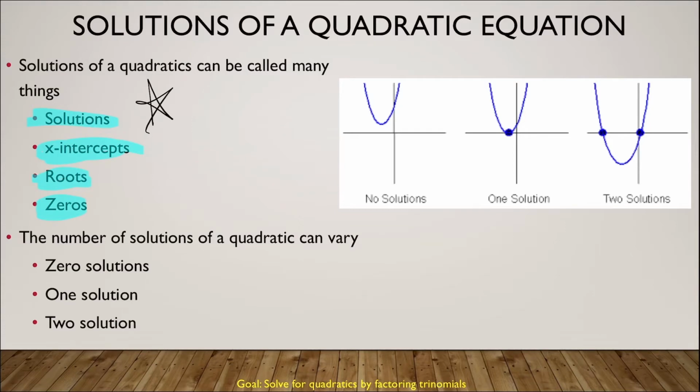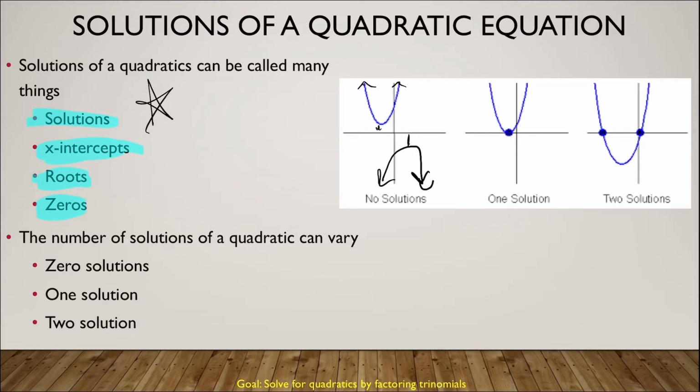I can have no solution. Notice right here, I have a quadratic facing upwards. It's never going to touch the x-axis, so I'm never going to cross. And I could have the same thing if I had a negative quadratic. There's a possibility where I have this gap. There's no way this is going to turn back and cross the x-axis, okay?